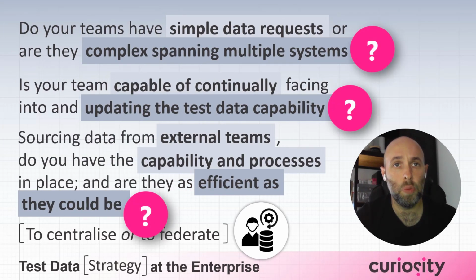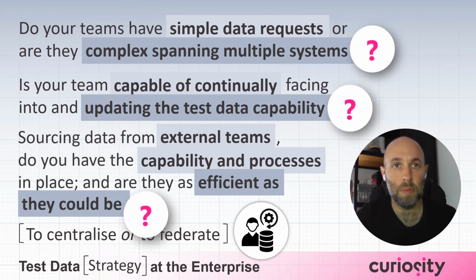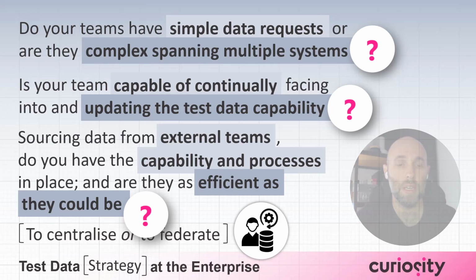So, questions you should be able to answer. Do your teams have simple data requests, or are they complex, spanning multiple systems? Is your team capable of continually facing into and updating the test data capability based on the points in these videos? Where you need to source data from external teams, do you have the capability and processes in place, and are they as efficient as they could be?